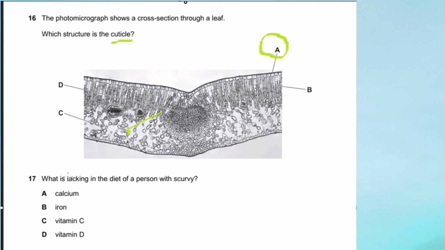And then from the human diet, what is lacking in a diet of a person with scurvy? The pirate disease. And scurvy comes from lack of vitamin C.